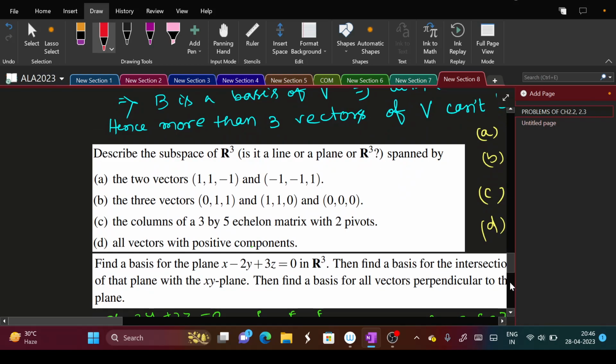Describe the subspace of R^3. Is it a line or a plane spanned by these vectors? So here there are two vectors. Observe, this times minus 1 is this one. Hence they are linearly dependent. Hence these two vectors span the same as one vector's span. So one vector's span is a straight line passing through the origin and this vector.